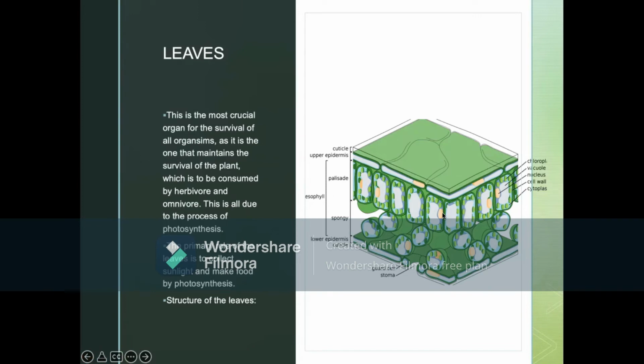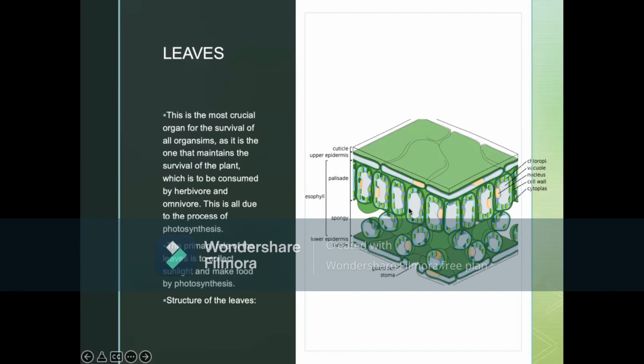These cells contain organelles such as the chloroplast, the vacuole, the nucleus, the cell wall, the cell membrane, and the cytoplasm. So all the organelles that are present in a normal plant cell. We also have the spongy cells, which, as you can see, are circular in shape, and they have a bit more spacing between the cells.